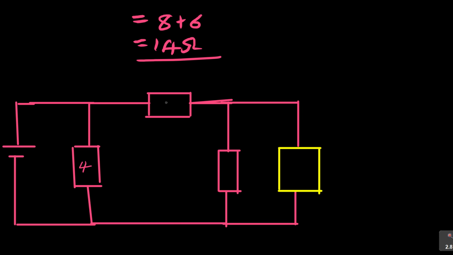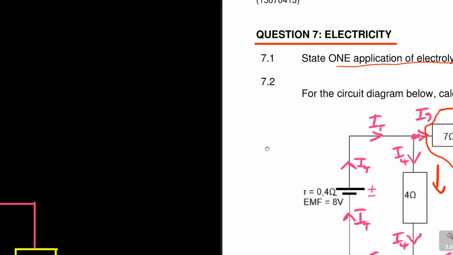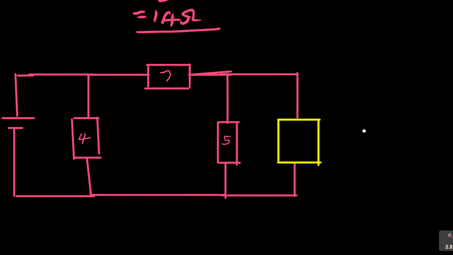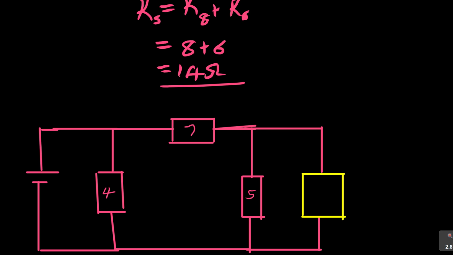What is it? My 4, my 7, my 5. Let me check. My 4, my 7, my 5. Now 8 and 6. What has happened to 8 and 6? It has become what? Our 14. So there is our 14 here.